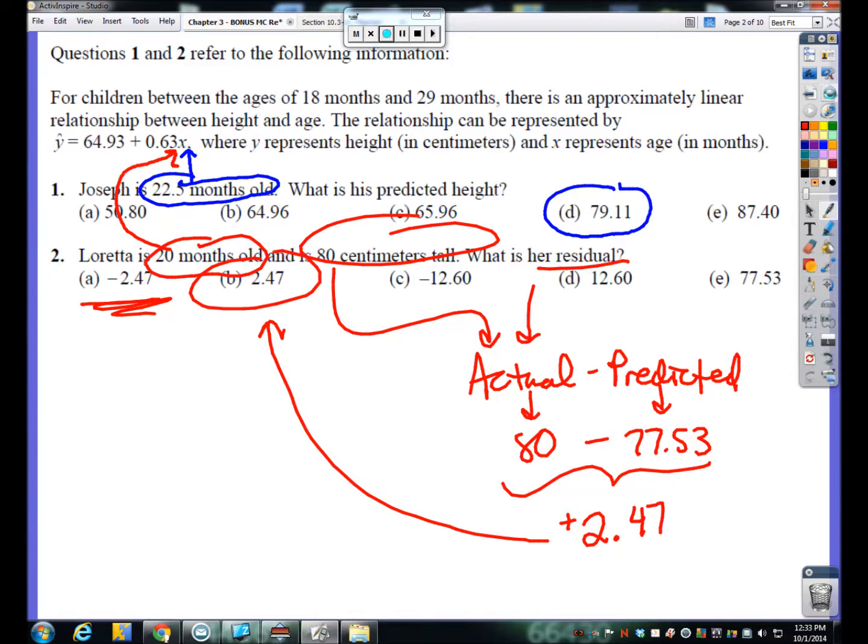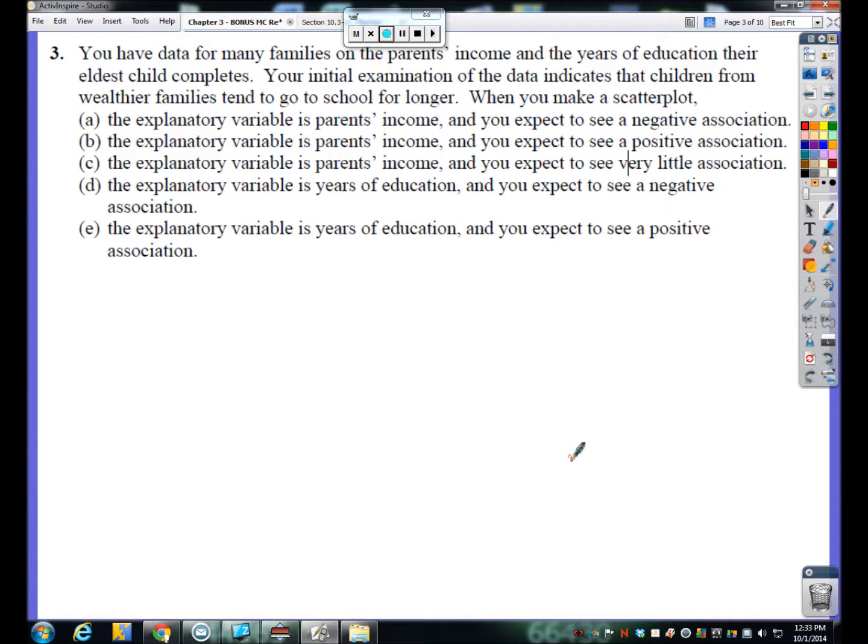she really was. Number 3, you have data for many families on the parents' income and years of education their eldest child completes. Your initial examination of the data indicates that children from wealthier families tend to go to school longer. When you make a scatter plot, they want us to figure out what's the explanatory variable and what type of association would we see. Now, association is basically, do we see, as x increases, y increases, as x increases, does y decrease, or is there really no association? Which means that the correlation would be close to 0, which means our scatter plot would be fairly scattered and circular in nature.